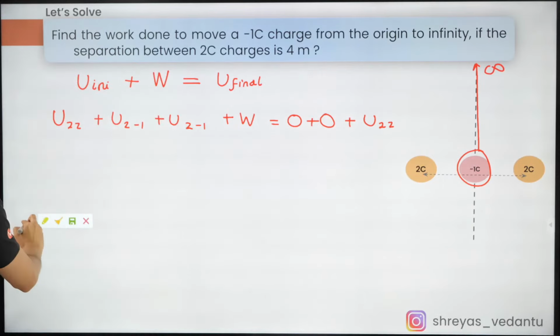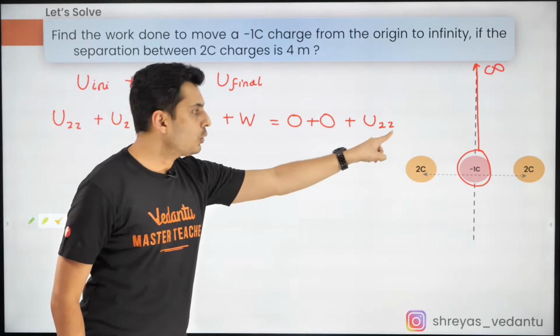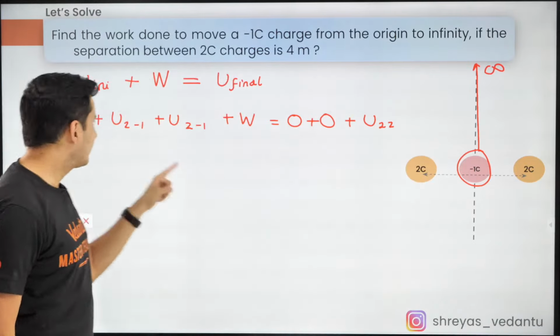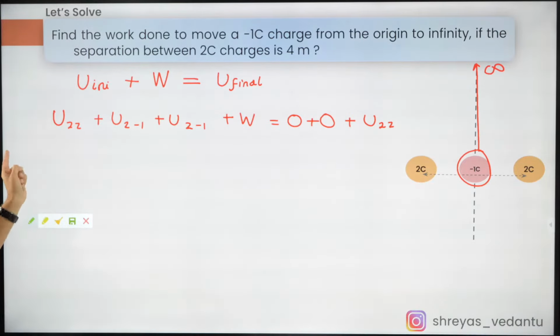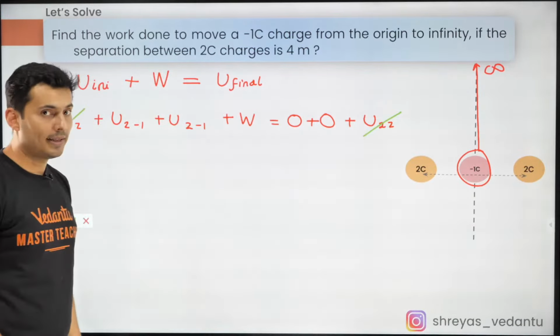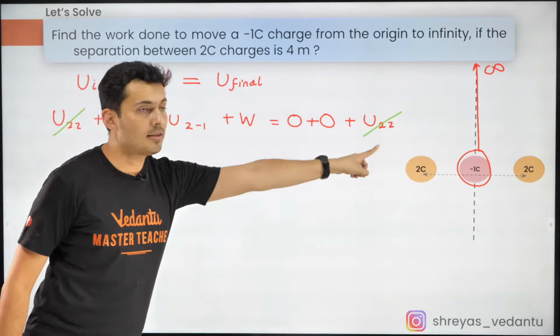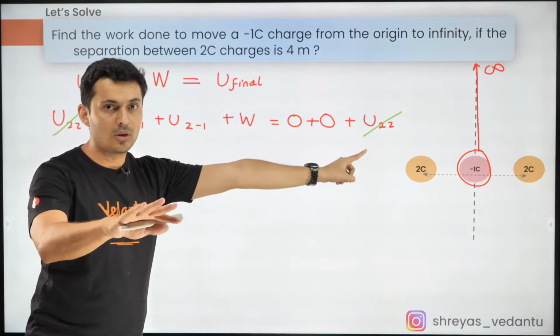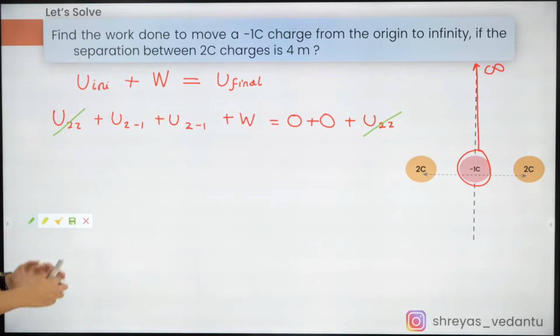Correct. Now, do you see, guys? There's a very interesting thing that is happening. There is this U22 term on the right hand side, and there is also this U22 term on the left hand side. Don't you see that these two terms are going to get cancelled out? This term on LHS and on RHS is going to get cancelled out beautifully.